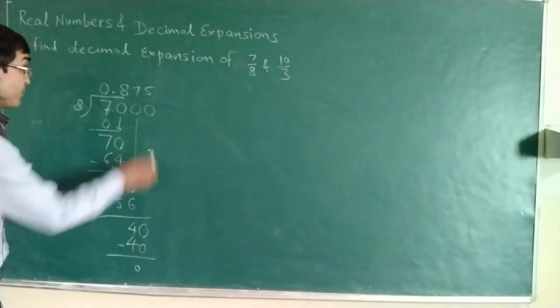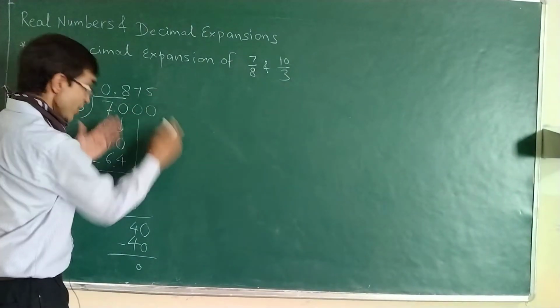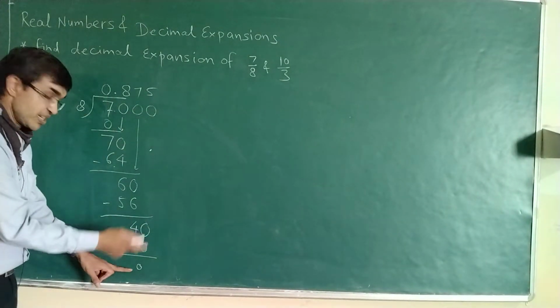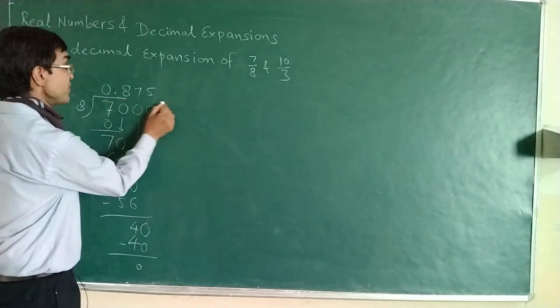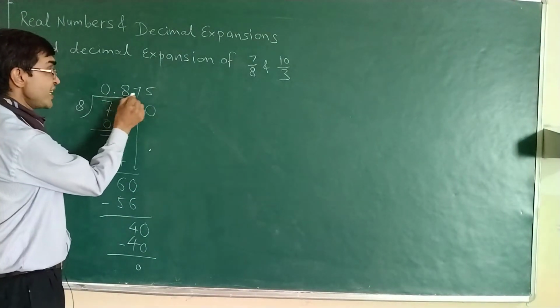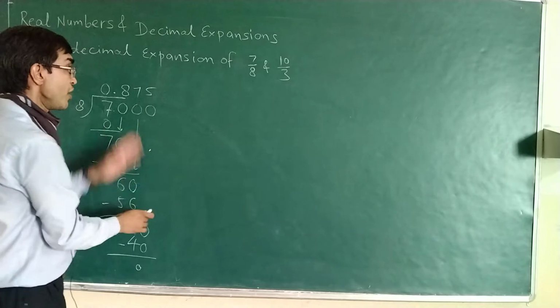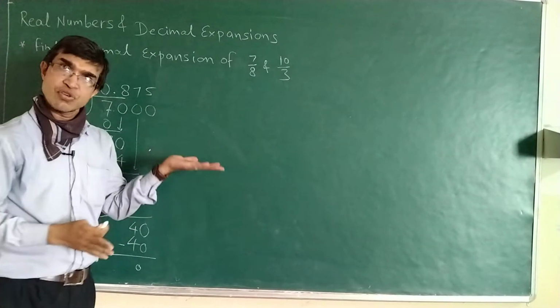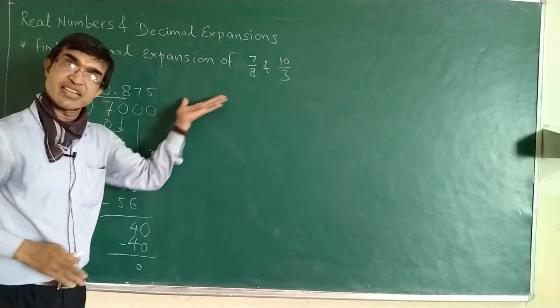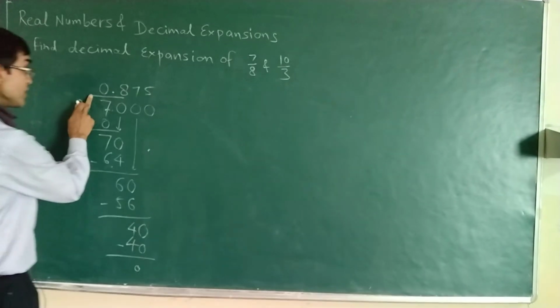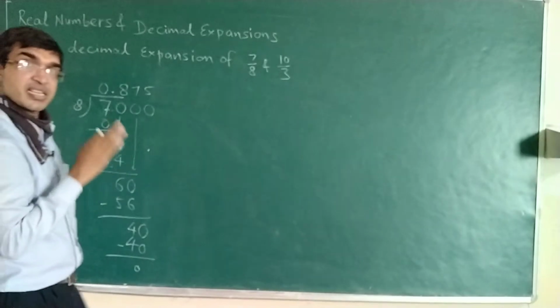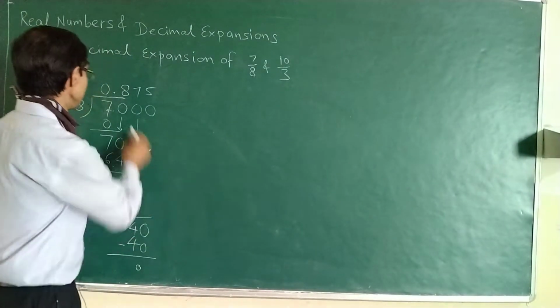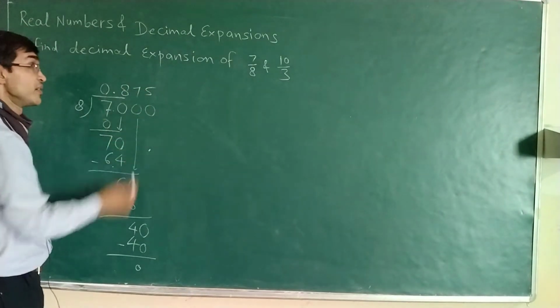What it means is that after this we are not getting any remainder, the remainder is 0, which means this is terminating. So it is 0.875 only. You can add as many zeros as you want, but there is no meaning to add zeros here. So this expansion is called a terminating decimal expansion because it terminates at this point.